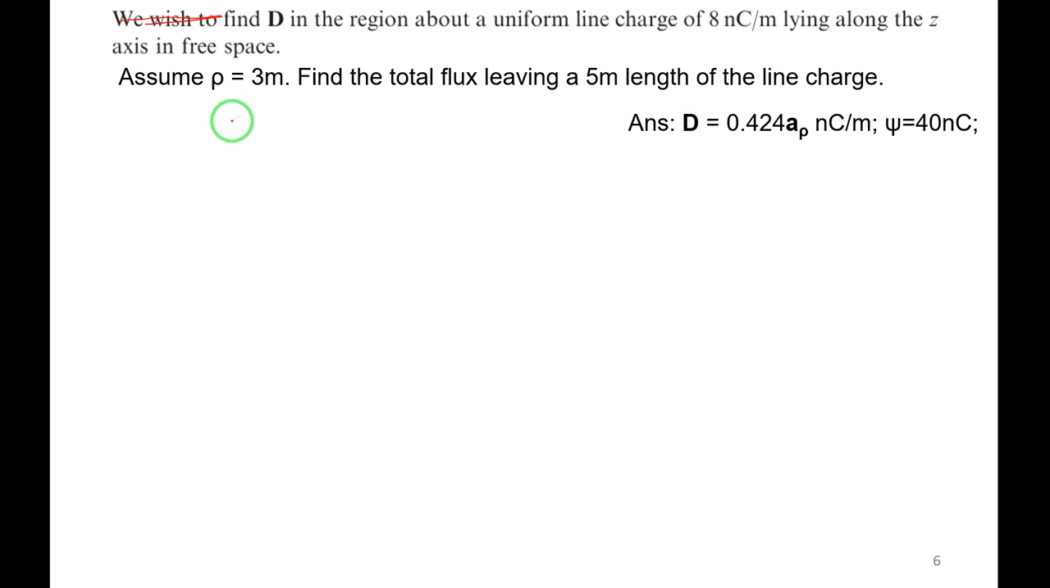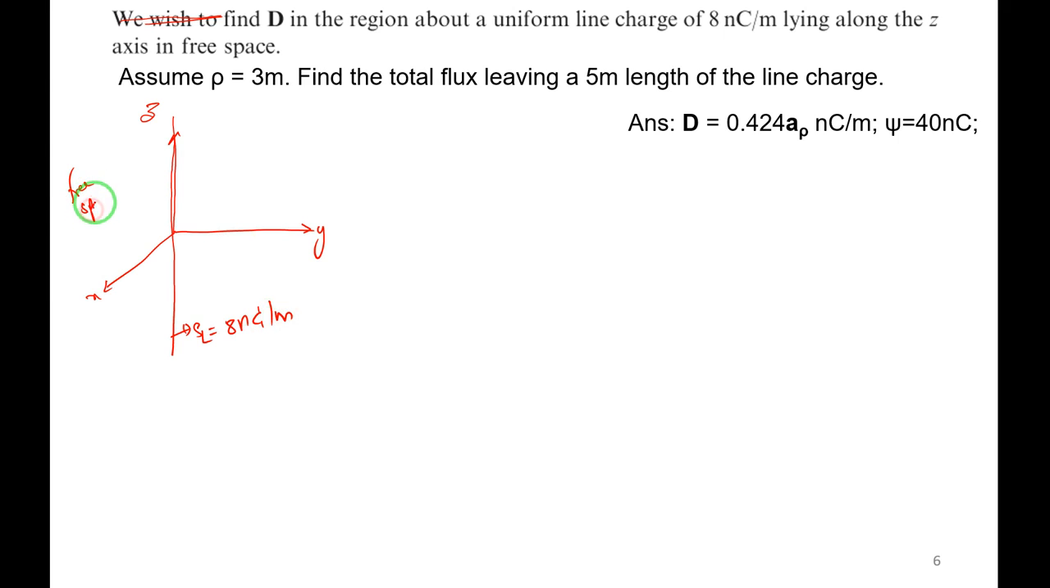E due to infinite line charge we know. Similarly, we know D due to infinite line charge. Let me draw the diagram, because the uniform line charge of 8 nano is lying along the z axis in free space. X axis, y axis and z axis. So it is lying along the entire z axis, and this is the line charge rho L, equal to 8 nanocoulomb per meter. It is in free space.